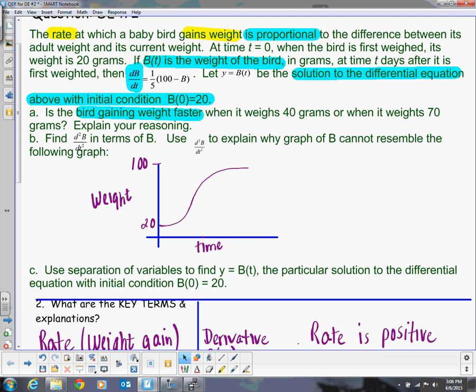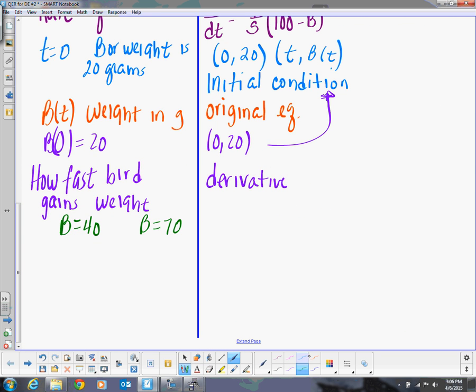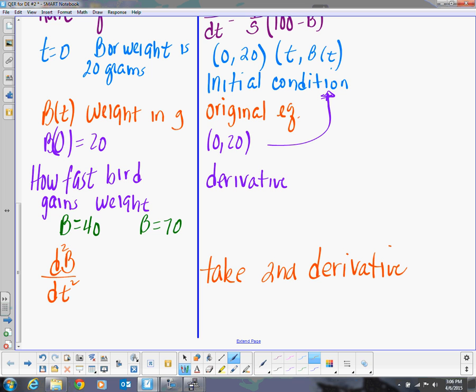Okay, next, find d2B over dt squared. What does that mean? d2B over dt squared, I put the 2 in the wrong place. This is asking for the second derivative. Maybe I shouldn't say take second derivative. I should say find second derivative because they gave us the first. Find second derivative.